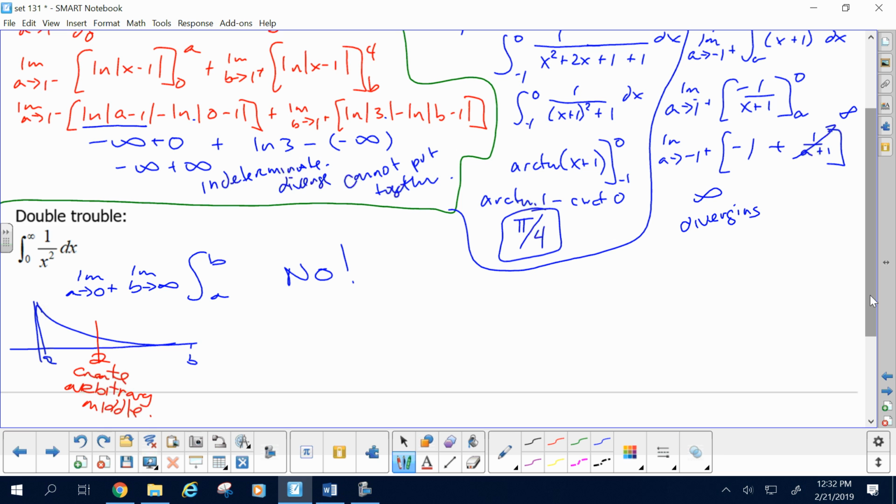So, I'm going to go a to 2. It would be the limit as a goes to 0 from above from a to 2, if I use 2, and then add that to the limit as b goes to infinity when I go from 2 to b. That's how you would do it properly, and then you do the calculus. Okay? That's proper work.